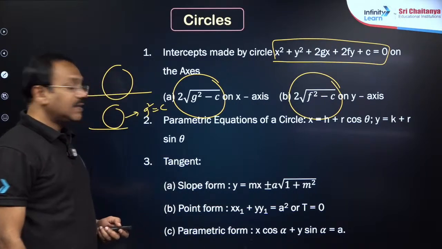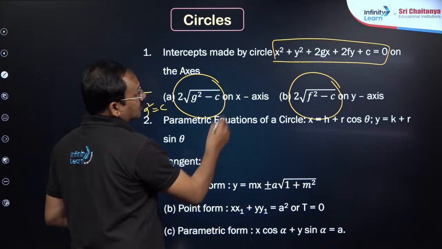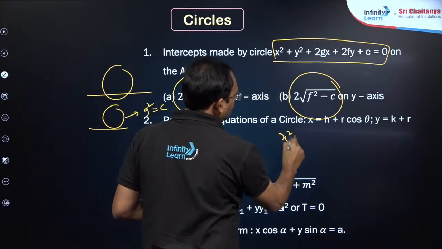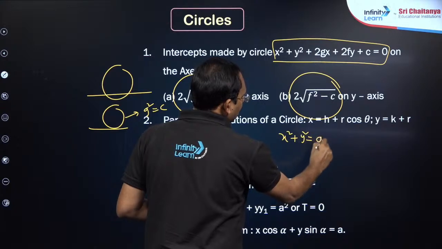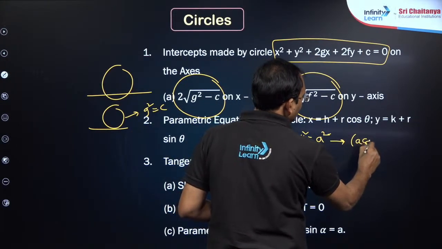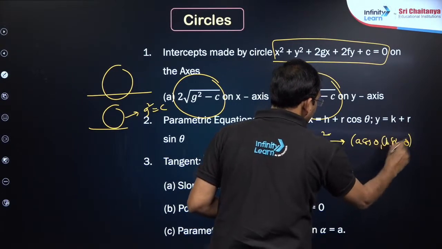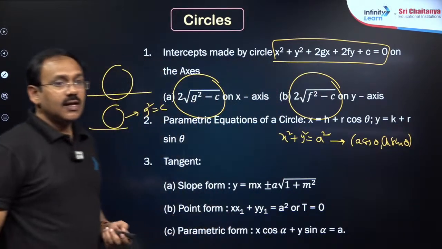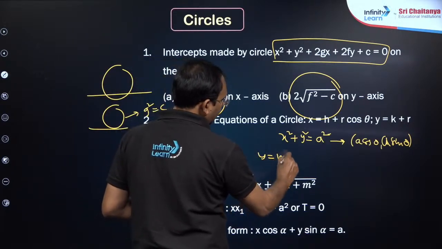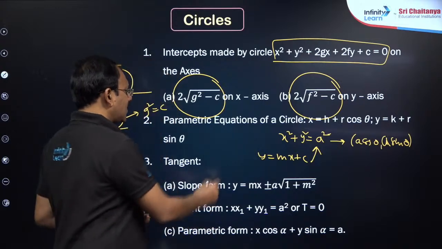That is the point. Tangent, my dear friends. Generally, if you are given a circle in the standard form, x square plus y square is equal to a square, the parametric point on it is a cos theta comma a sin theta. If y is equal to mx plus c is a tangent to this standard circle, you can just apply the condition.